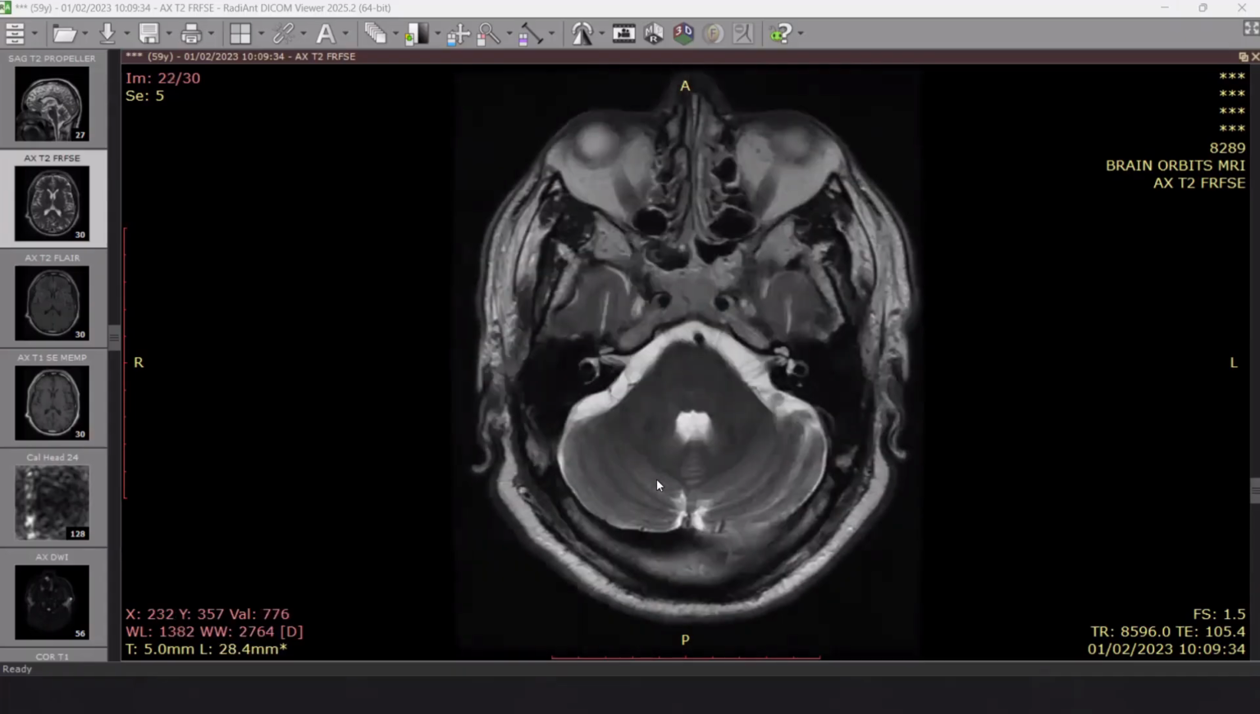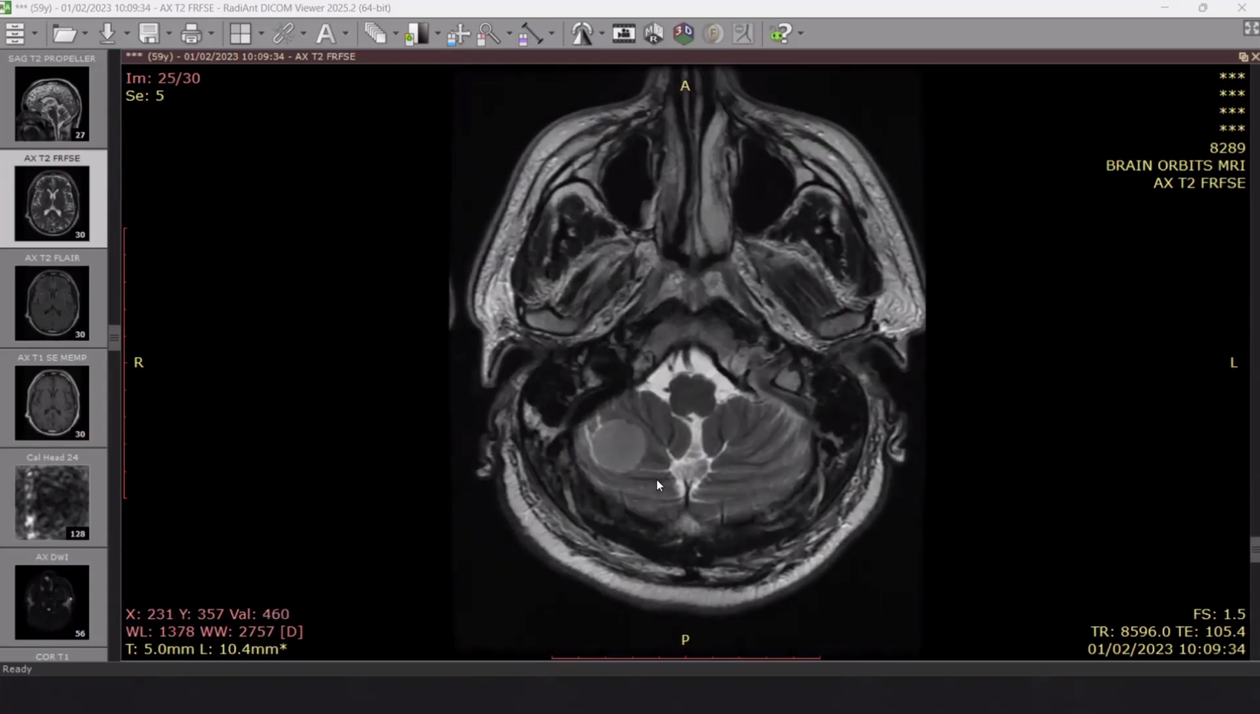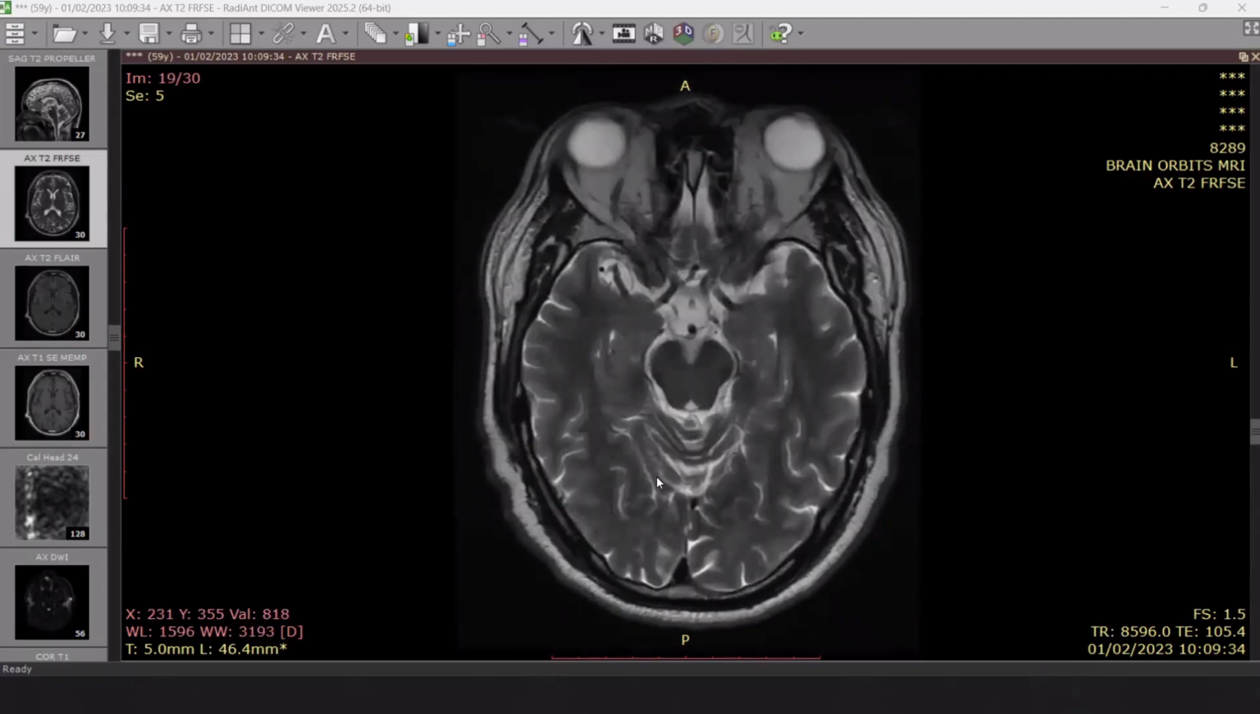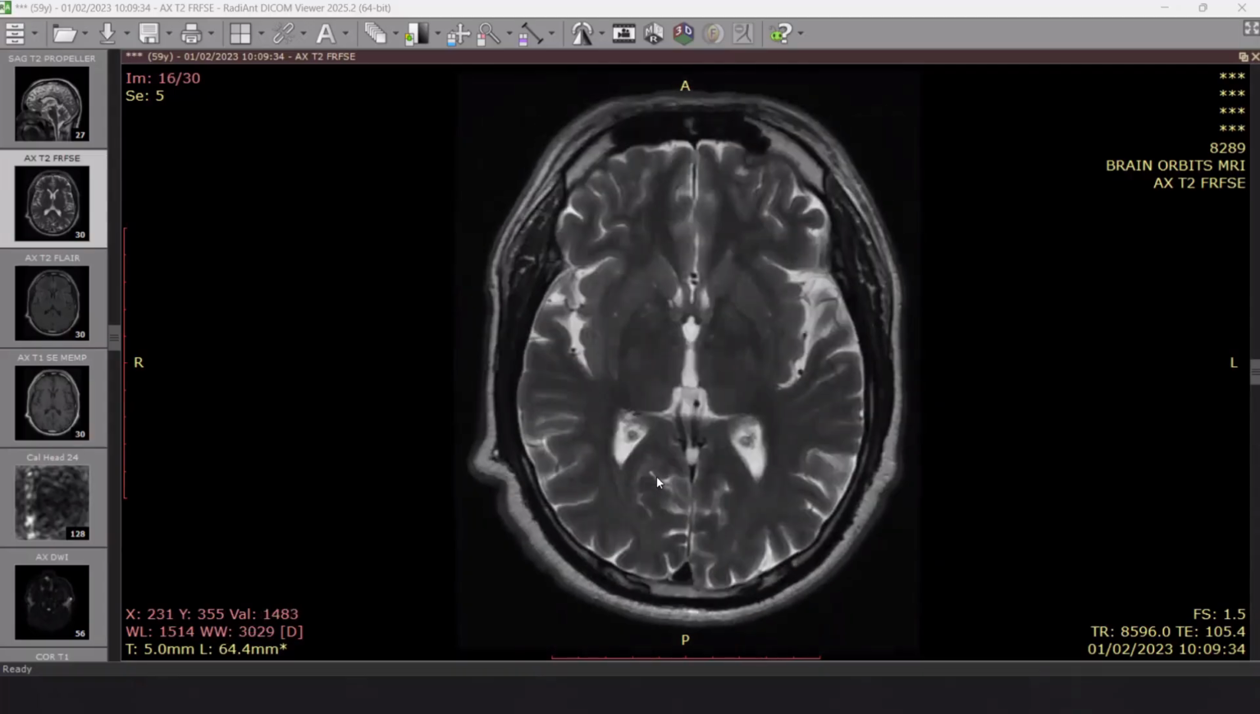It is causing mild significant mass effect. However, it is not causing any shift. There are no differential intensities within it also. Now I will scroll the rest of the images to look for the multiplicity of the lesion.